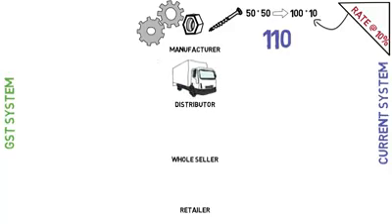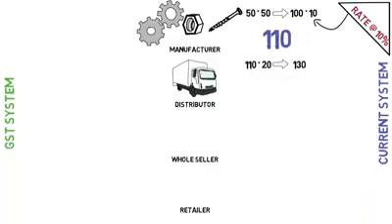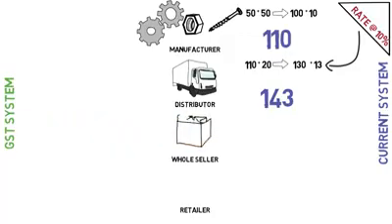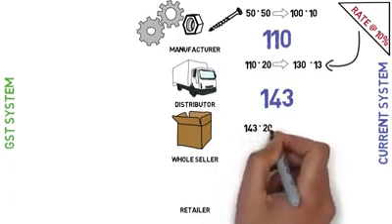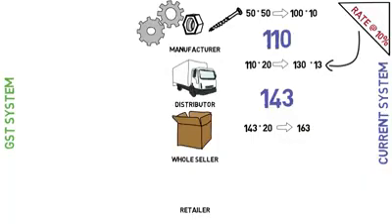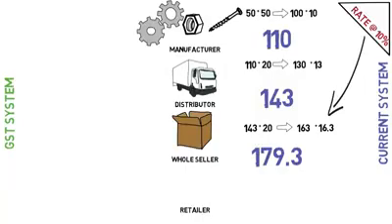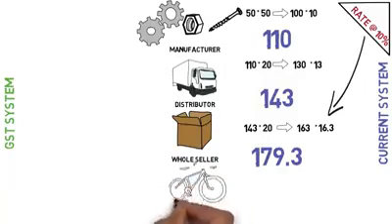The distributor adds a value of rupees 20, which is nothing but his profit. So the price becomes 130. The distributor also sells it by adding 10% tax of rupees 13. So the product is 143 rupees now. The wholesaler follows the same pattern and the price becomes 143 plus 20, that is 163, and 10% tax, which is rupees 16.3, and sells it for 179.3 rupees to the retailer.